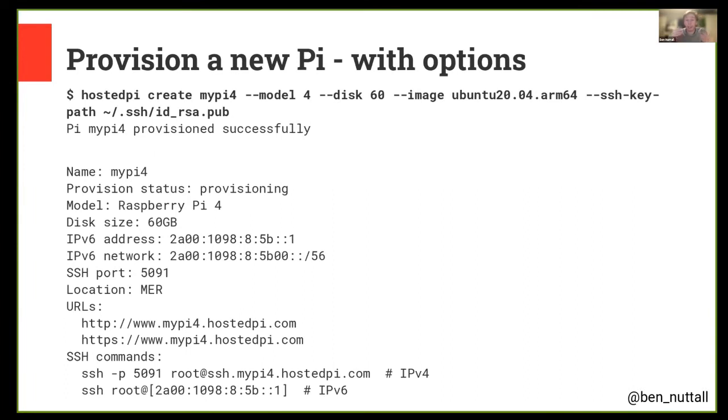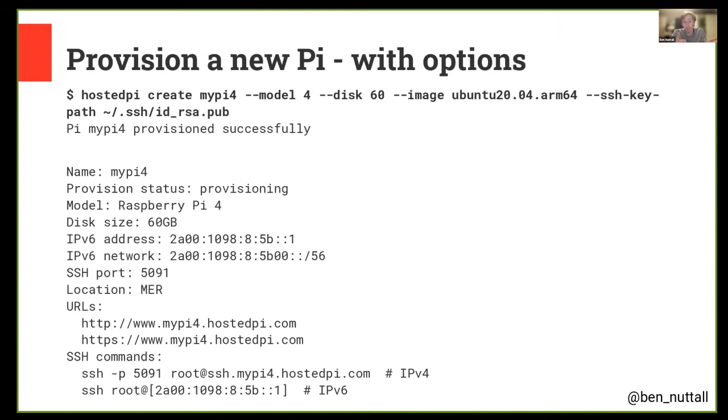And so instead of just running create and letting it choose the default settings for everything, you can specify which model you want, 3 or 4. You can specify the disk space that you want, the same way you could through the web interface. Just choose an image, and it obviously has to be an image that matches the Pi model you're on. And you can provide an SSH key to automatically add to the Pi so that you can SSH onto it straight away.